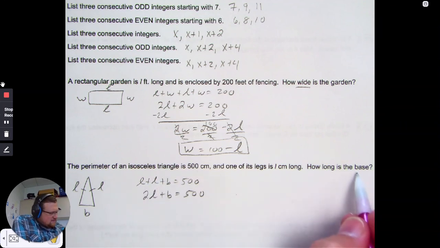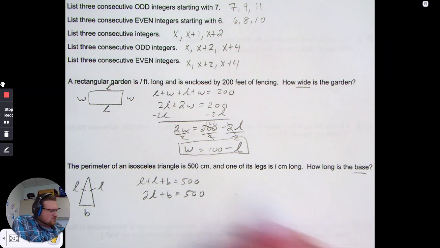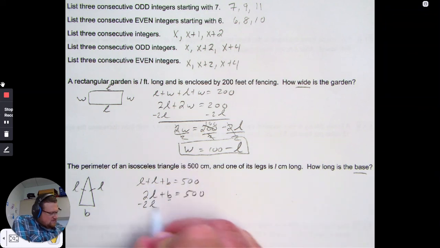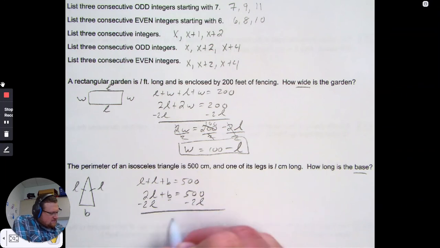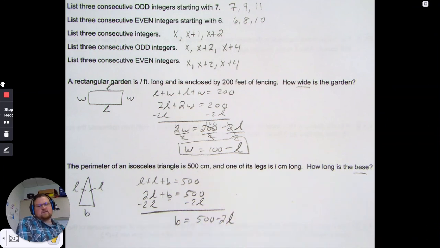But now it asks us to solve for the base. So we need to get this B by itself. And to do that, we're going to subtract 2L from both sides. So my base equals 500 minus 2L. And we've solved for B, so there's no further to go.